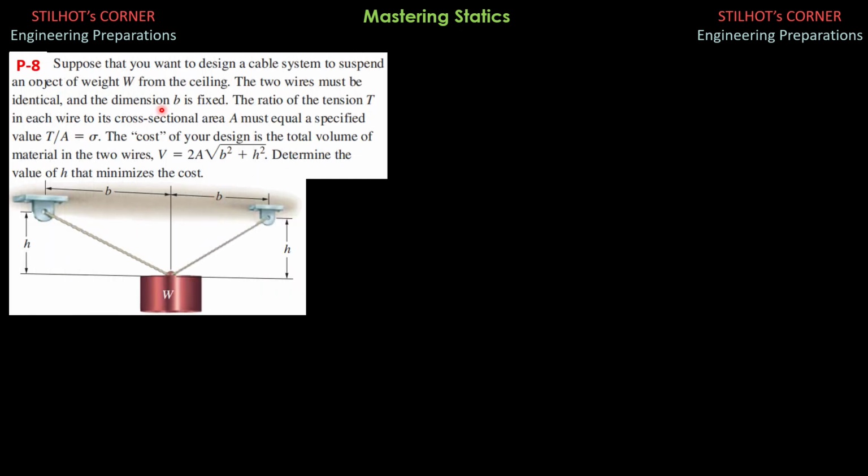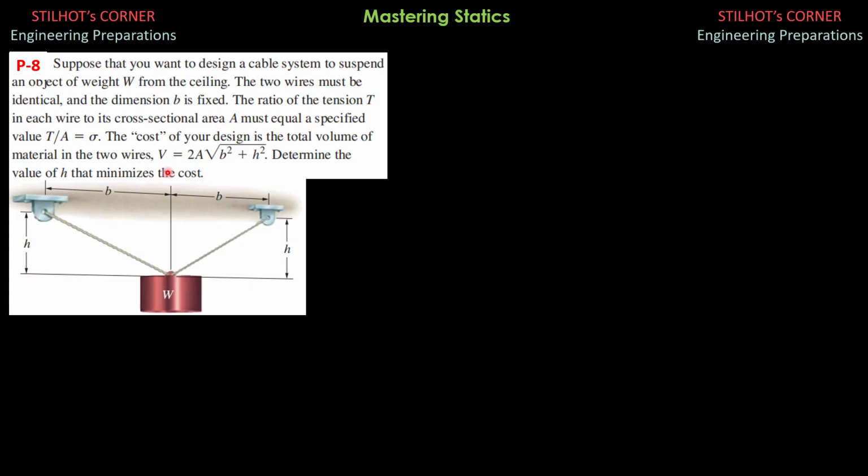Problem 7. Suppose that you want to design a cable system to suspend an object of weight W from the ceiling. The two wires must be identical and the dimension B is fixed. The ratio of the tension T in each wire to its cross-sectional area must equal a specified value sigma. This is the normal stress formula, force over area, or tensile force over area, where area is the cross-sectional area of the wire.